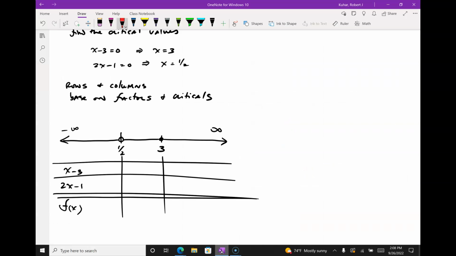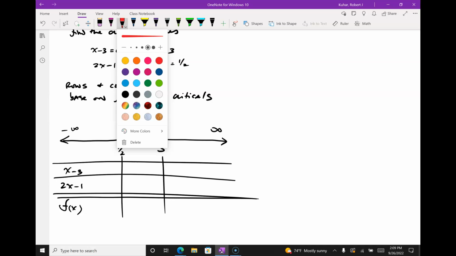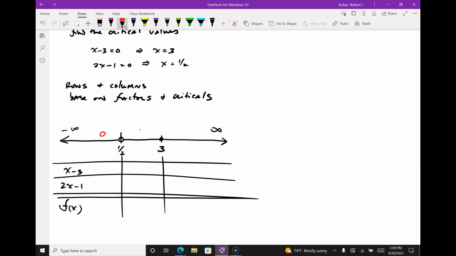So I want to now create test values like 0, 1, 5, anything left of, right of, and in between my criticals. And we're going to do this in pre-Calc, we're going to do it in Calc 1, we're going to do it in Calc 2.